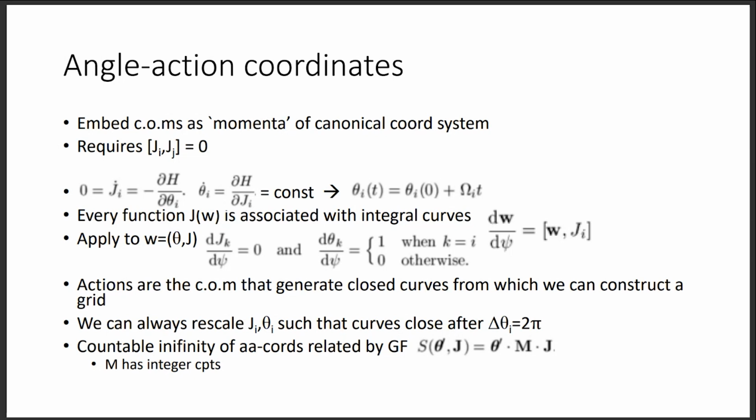Now, let's apply this principle to W as theta j. We're going to discover that the rate of change of j with respect to psi is the Poisson bracket of j with, excuse me.